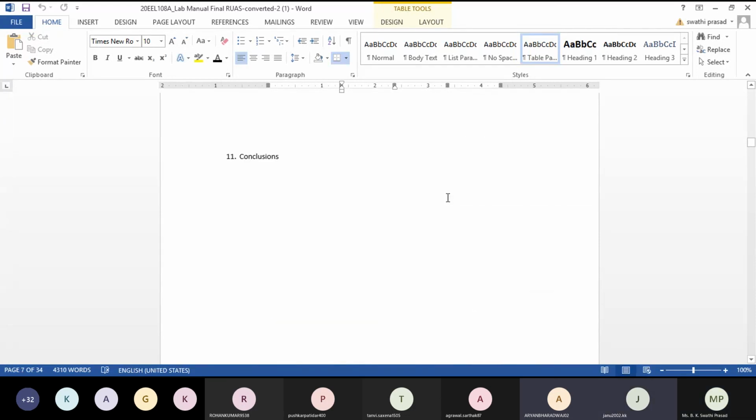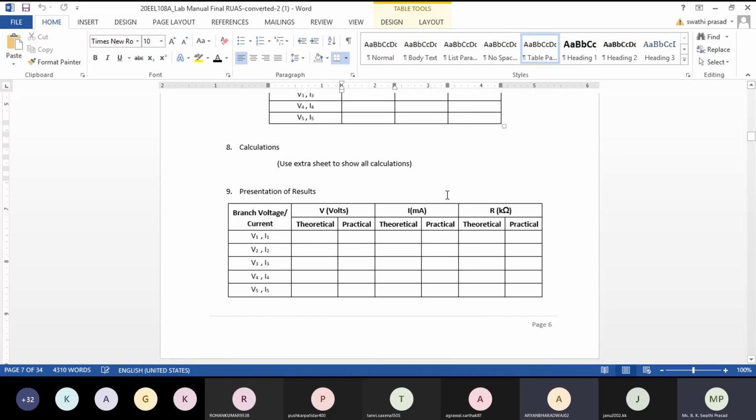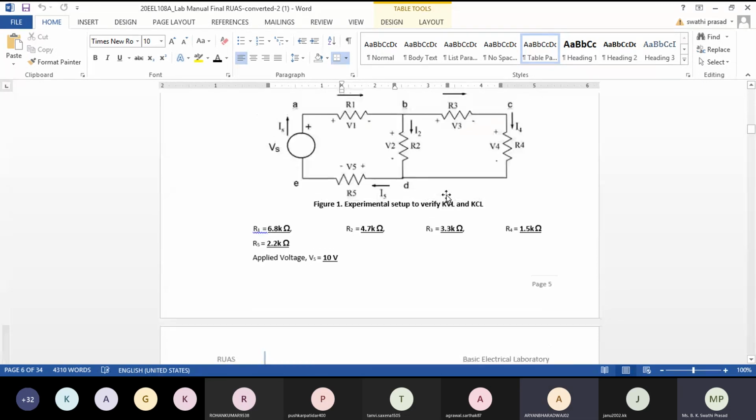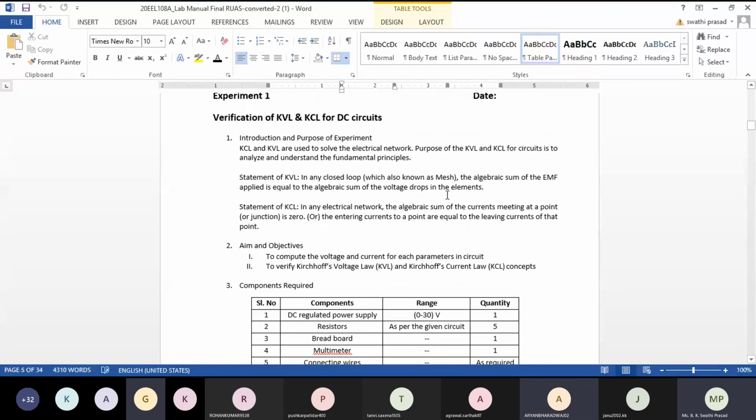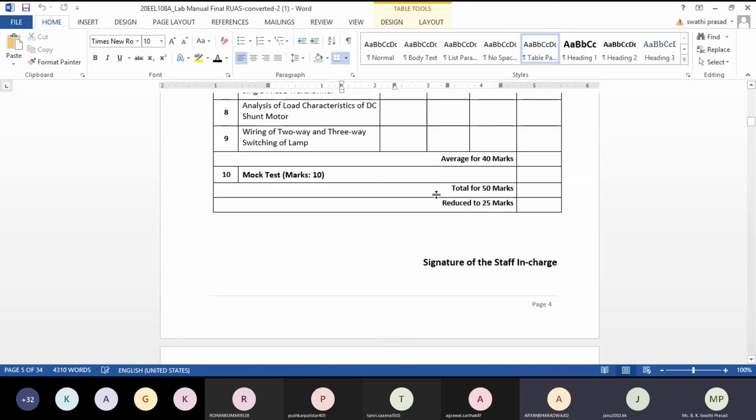How will you bind this manual? Spiral bind. Then after each experiment, you have to keep 1 or 2 empty A4 size sheets. Then spiral bind. On the above and below, you have to put the plastic sheets, OHP transparent sheets. Any doubts?